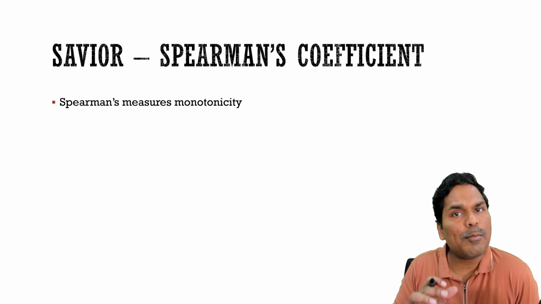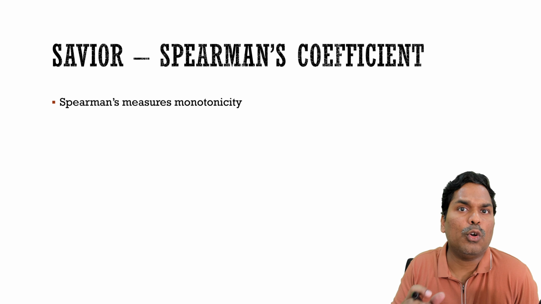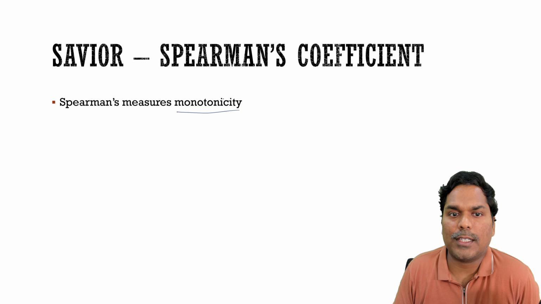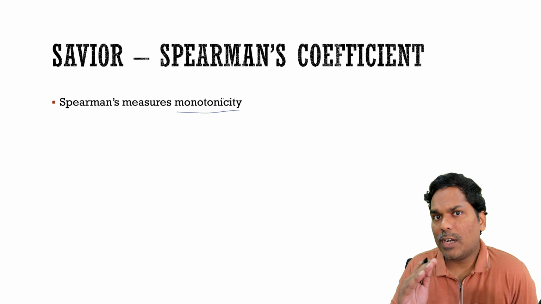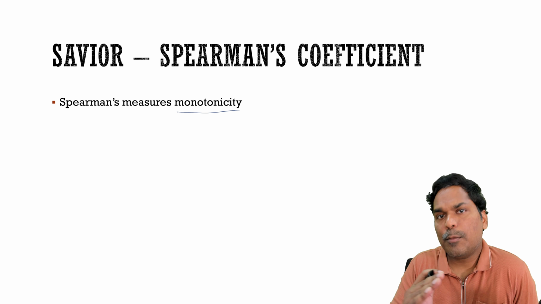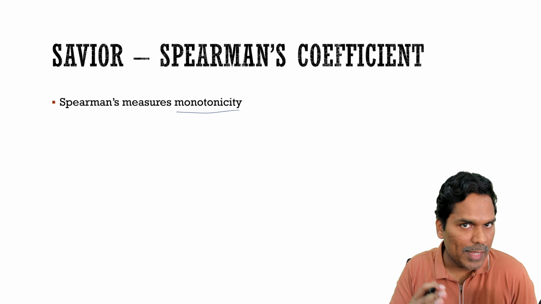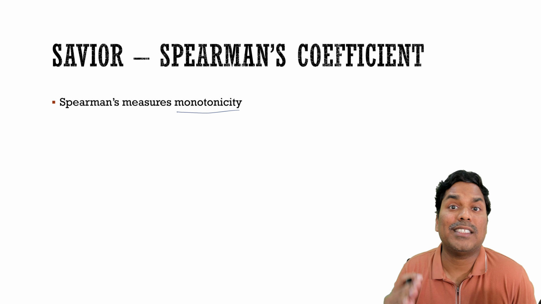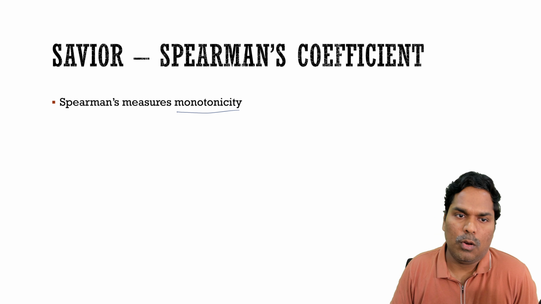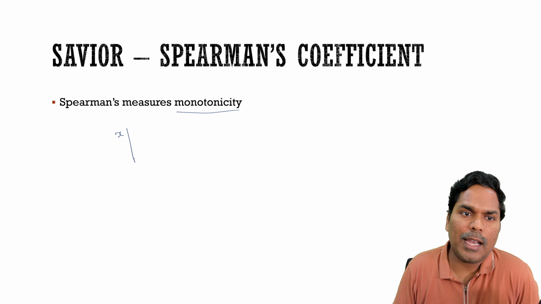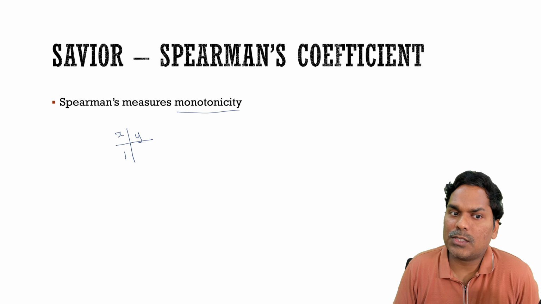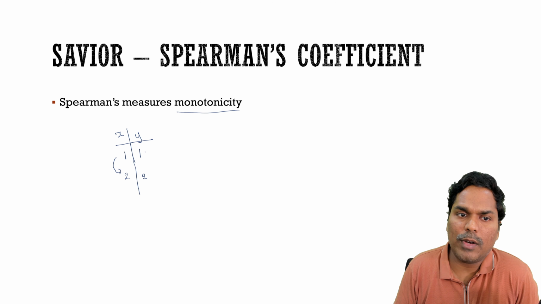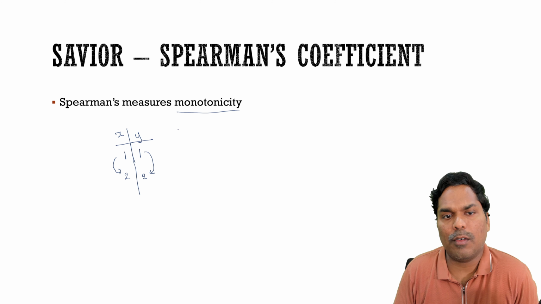So this Spearman correlation is designed to find out monotonicity. What is monotonicity? It measures whether it is increasing or not. It doesn't measure whether it is increasing by the same unit every time. If you take an example x and y, if x is 1 and y is 1, then x becomes 2, so y also becomes 2. So x increased by 1 unit and y is also expected to increase by 1 unit.